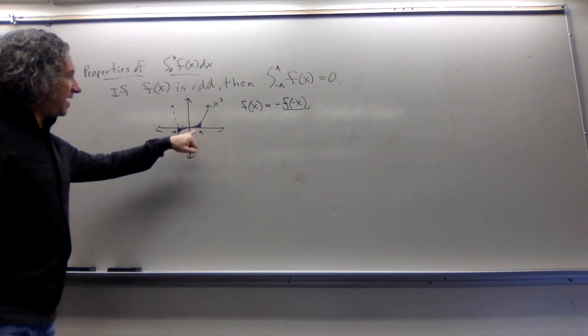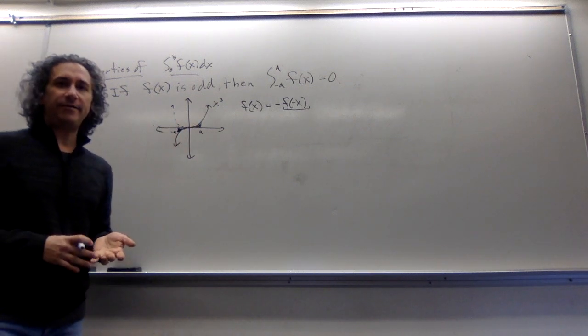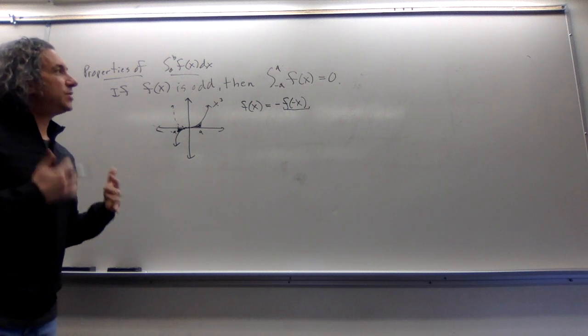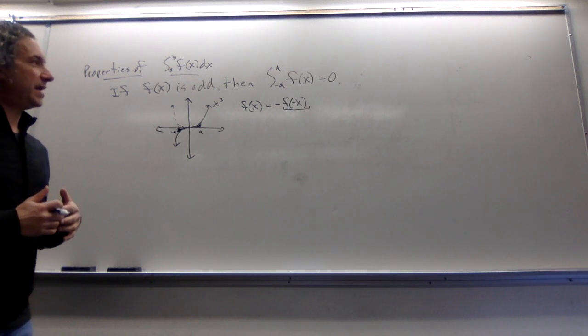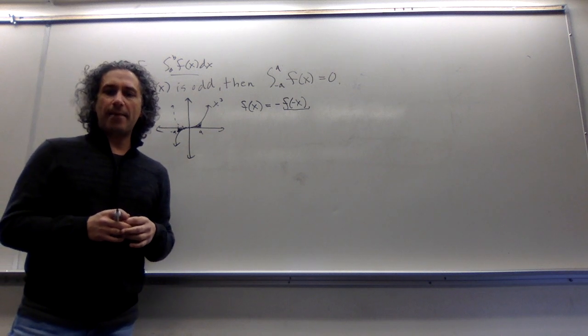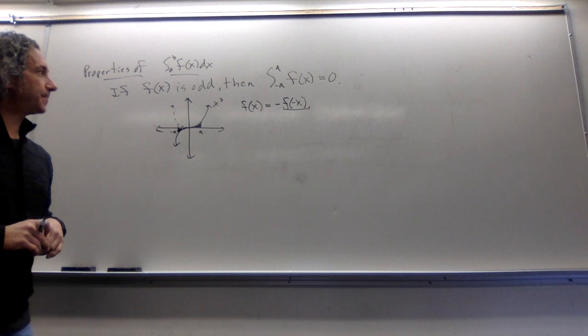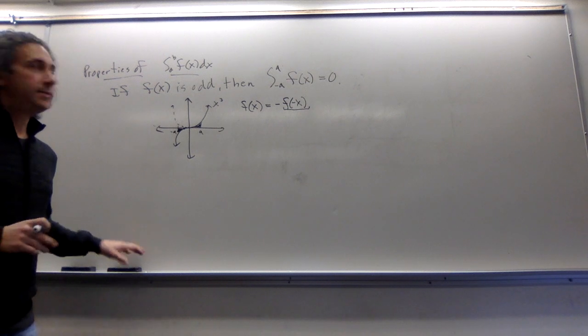Because we have the same amount of stuff, and this guy's positive and this guy's negative, the integral is going to be 0. So there's another way to prove this, but we actually don't have the tools to prove it the other way. So I'm just going to prove this using this visual example.